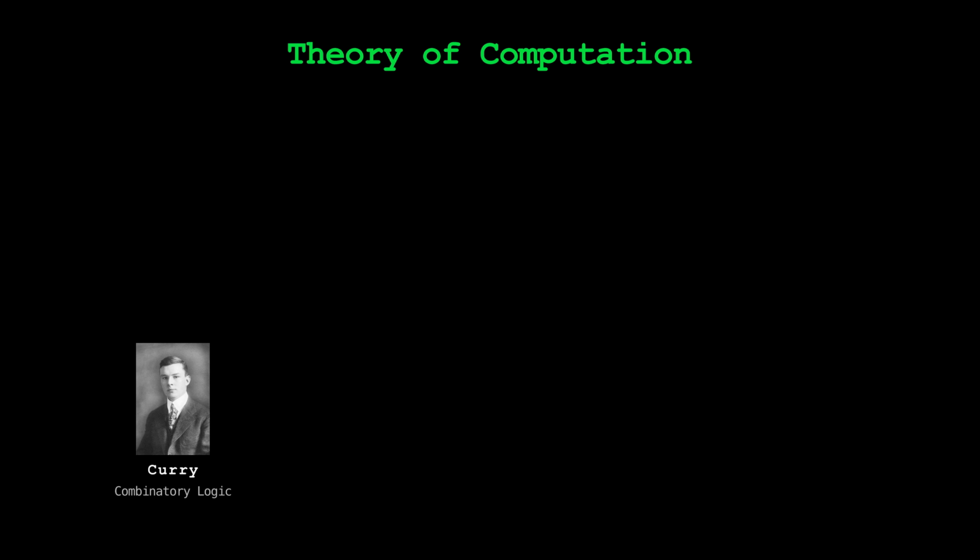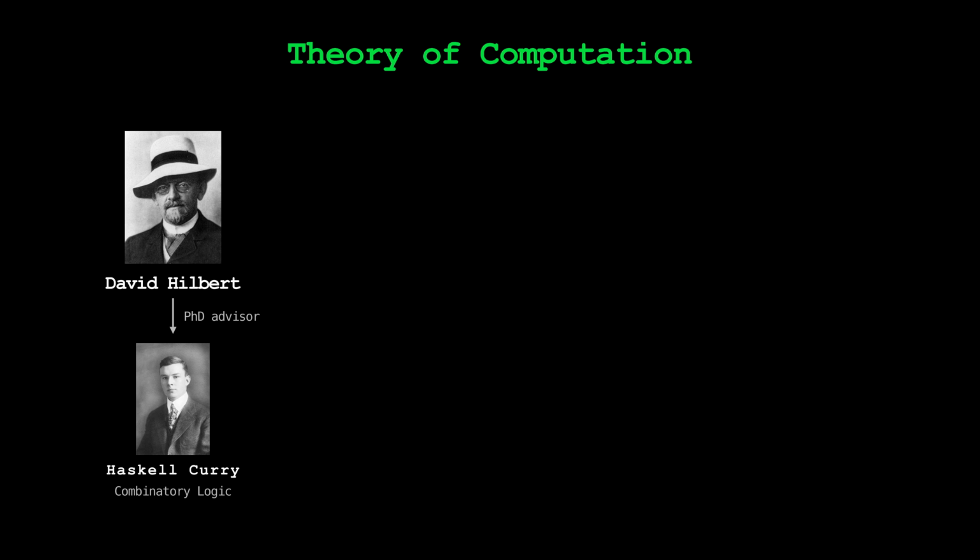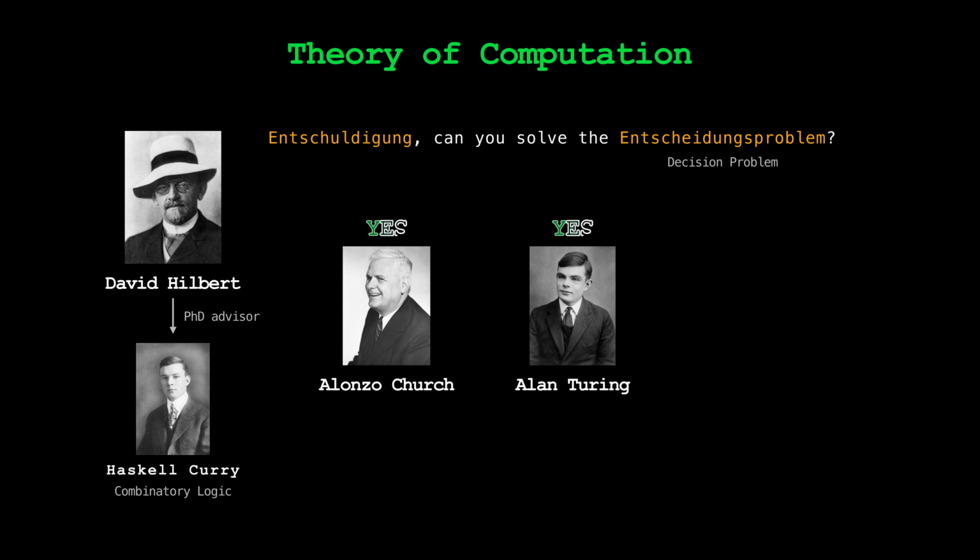Someone named Curry worked on combinatory logic extensively. You may have heard of him by his first name. Haskell Curry's PhD advisor was David Hilbert. Hilbert posed a million questions that kept all the big brains occupied for more than 100 years and counting. But one of the problems he asked was the decision problem, which is what Church and Turing answered independently in 1936.